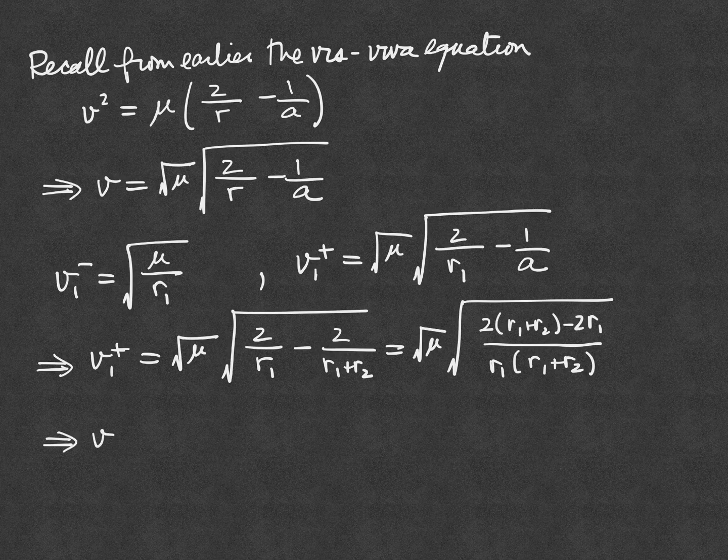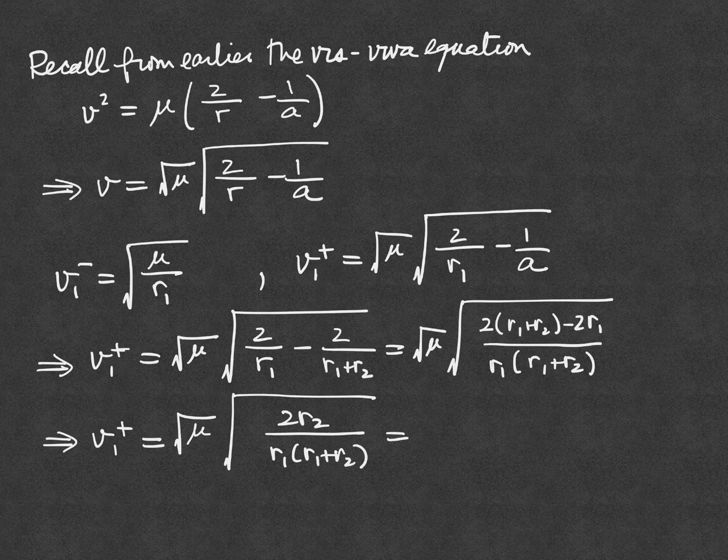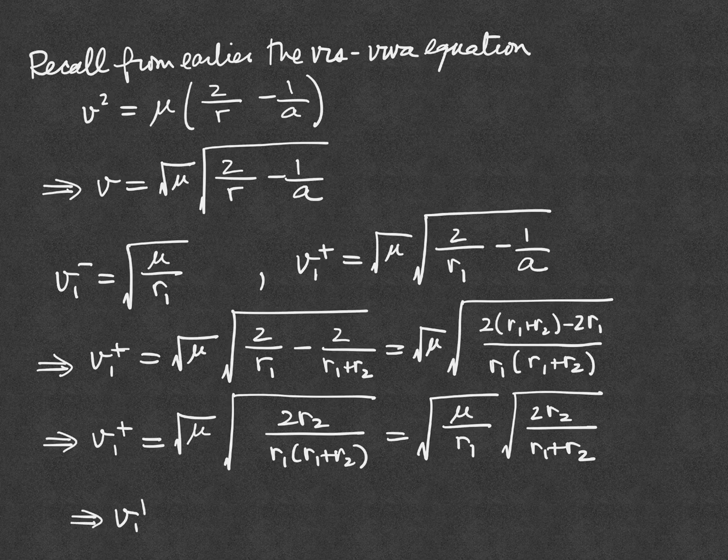And that implies that v1 plus is equal to the square root of mu, and the numerator in the square root simplifies to 2r1 minus 2r1, you get 2r2, all divided by r1 times r1 plus r2, which is equal to the square root of mu over r1 times the square root of 2r2, all divided by r1 plus r2, which gives that v1 plus is equal to the square root of mu over r1 times the square root of r2, all divided by a.